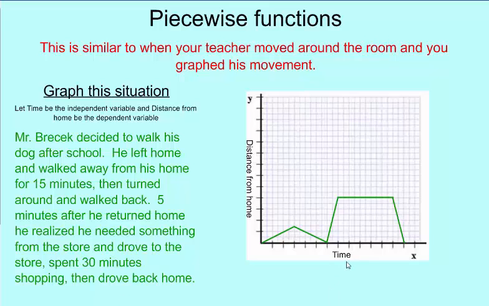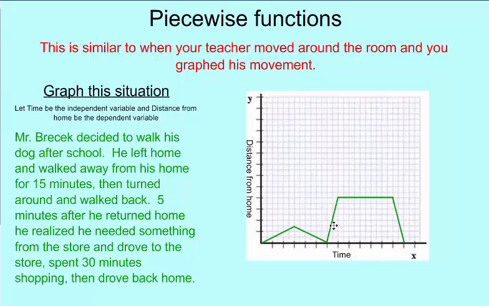Again, our independent variable is time, and our dependent variable is distance from home. You can see here from the steepness of this line that I'm not walking very fast. I walk away from home, turn around and walk back home. I then drive to the store.